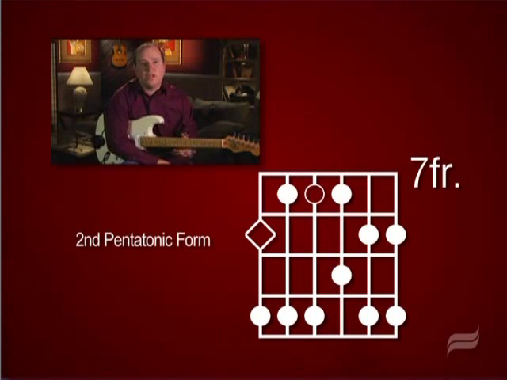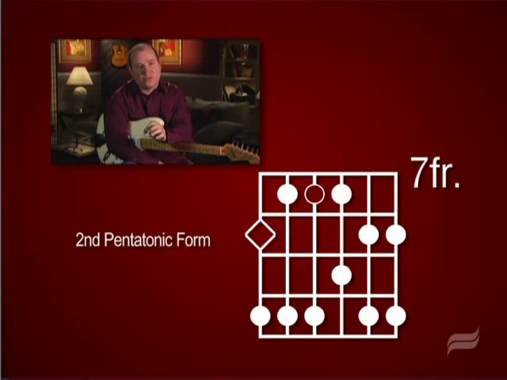Now notice that the diamond and the open circle have moved around. Remember, the diamond is the major root, open circle is the minor root. But now they've moved positions, but their function is still the same. When I want to find the major pentatonic, I use the diamond. When I want the minor pentatonic, I use the open circle. Let's get some practice in this one.